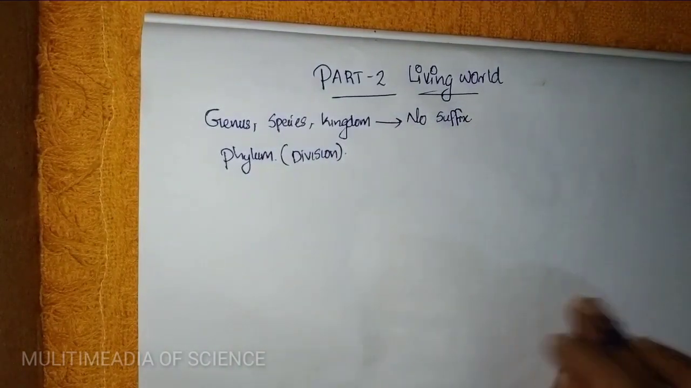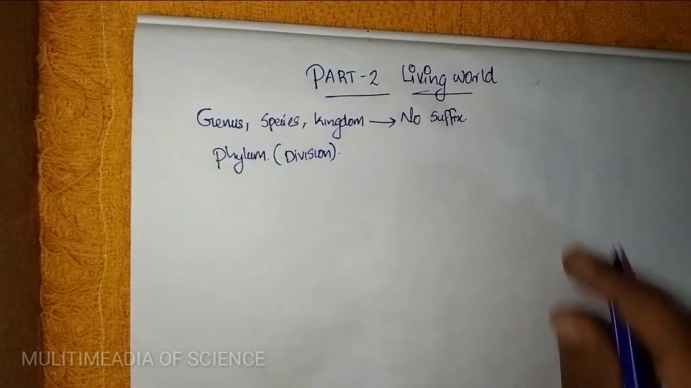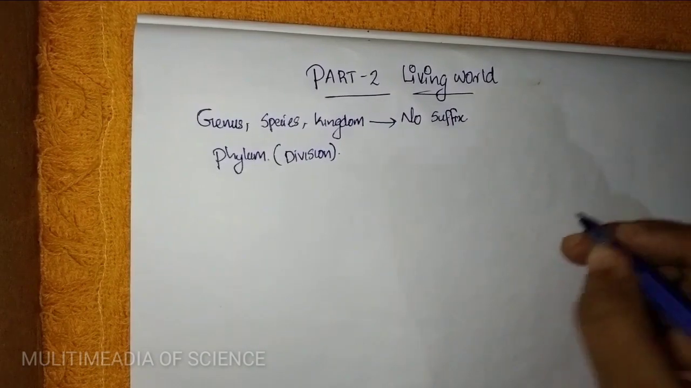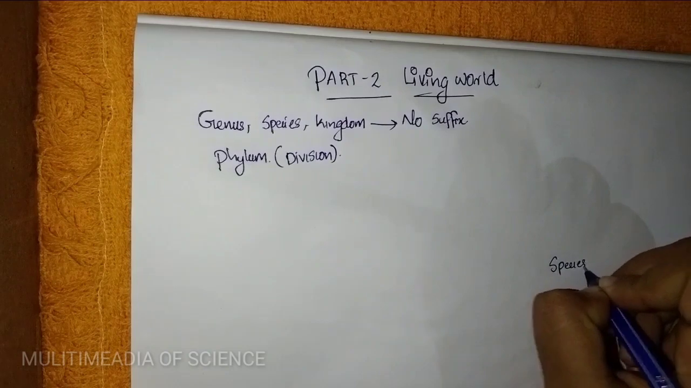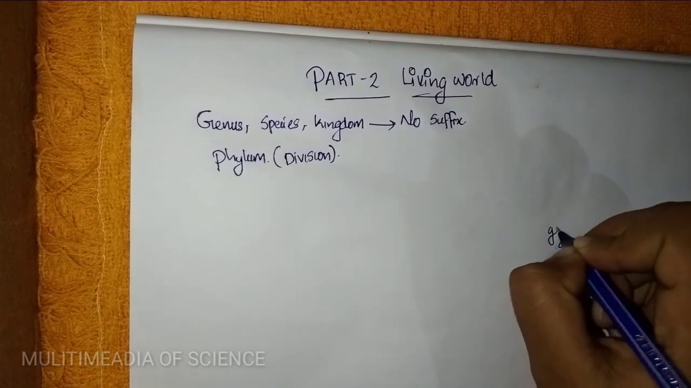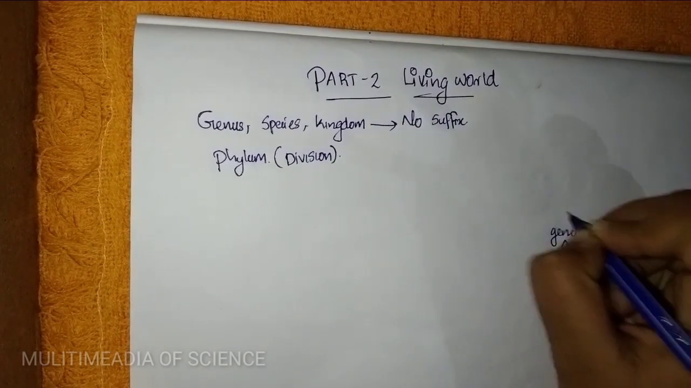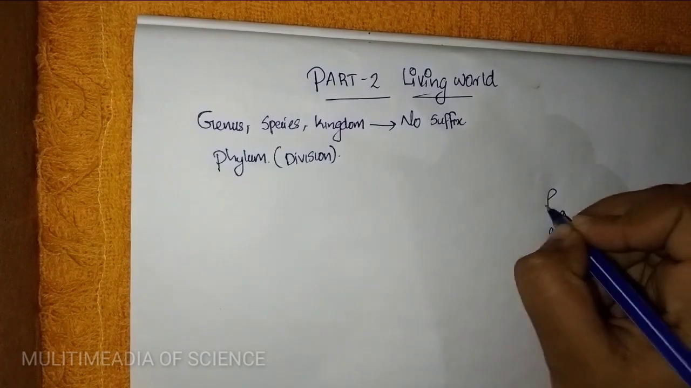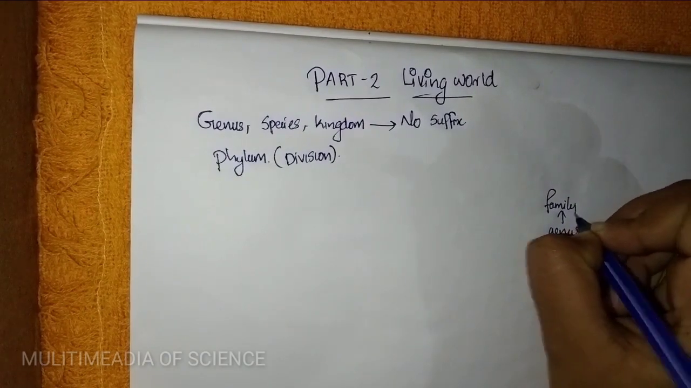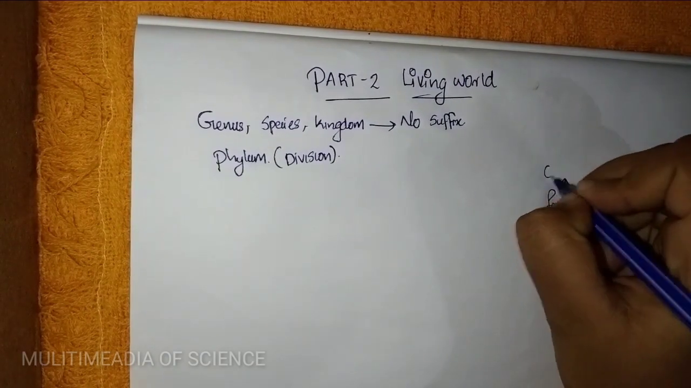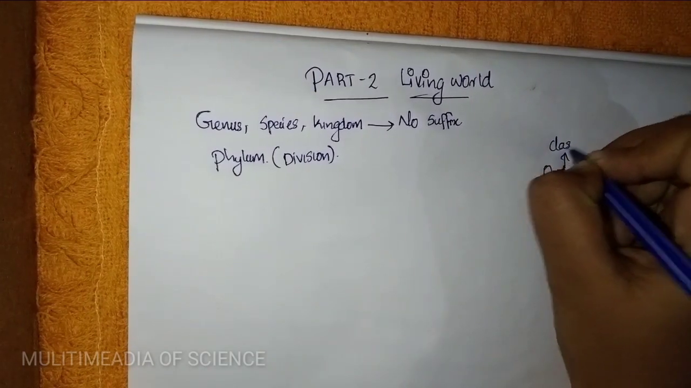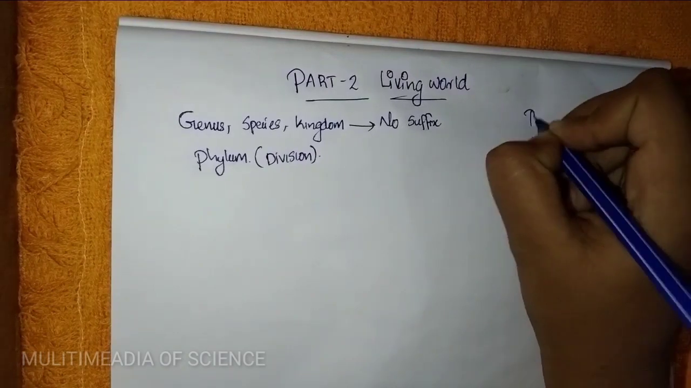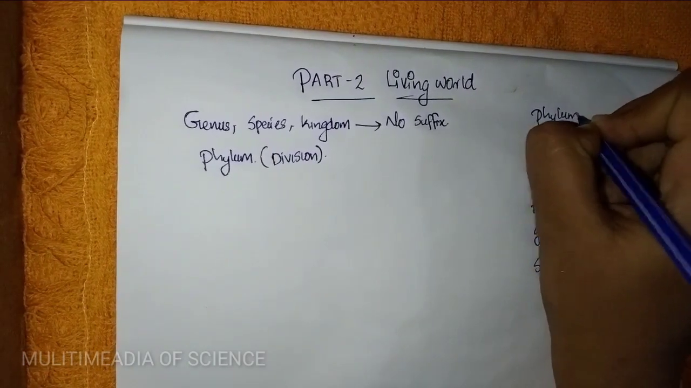Okay, I'm just writing the order to memorize it. So first one is species. It is much more important. So I am again writing. Then family, order, class, phylum, and then last kingdom.